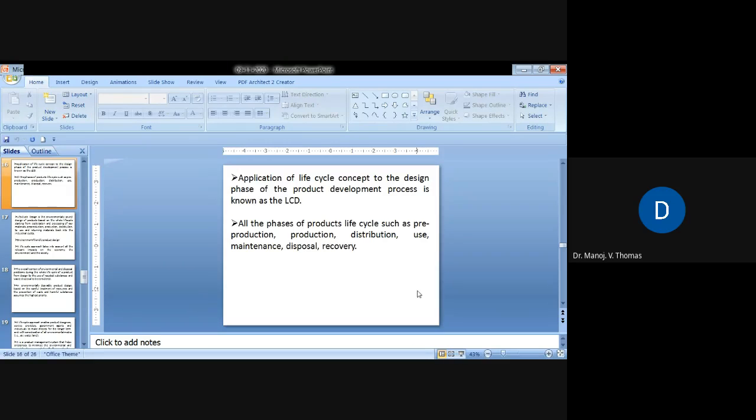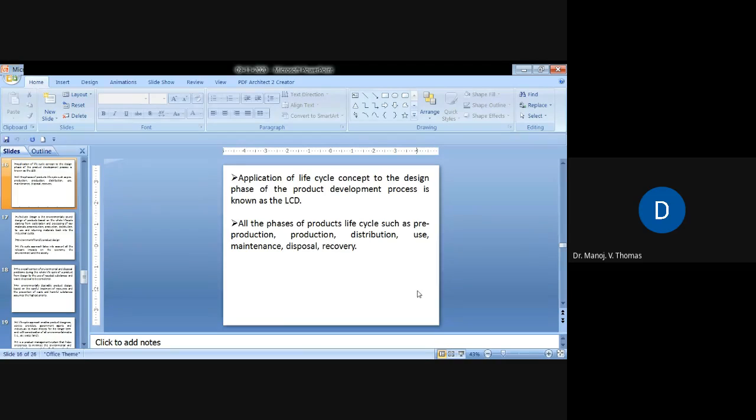Pre-production means collection of raw material, selection of raw material, the choice of raw material that ultimately decides the product. Now, which raw material are we using? Is it harmful or environment friendly? Then finally, when you produce, what is the production process? What is the process through which you manufacture? In that process, is there any harmful effect on the environment?